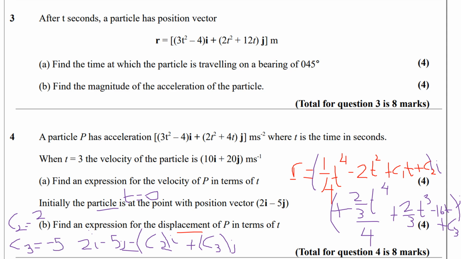Apologies if I cut that part off there. Hopefully that makes sense. Again, just replace the c2 and c3 with your numbers. So plus 2 there, and then we're going to have minus 5 there, which is minus 5, and then we're going to have the j component again. It's a bit squished, I apologize. That's part B done.